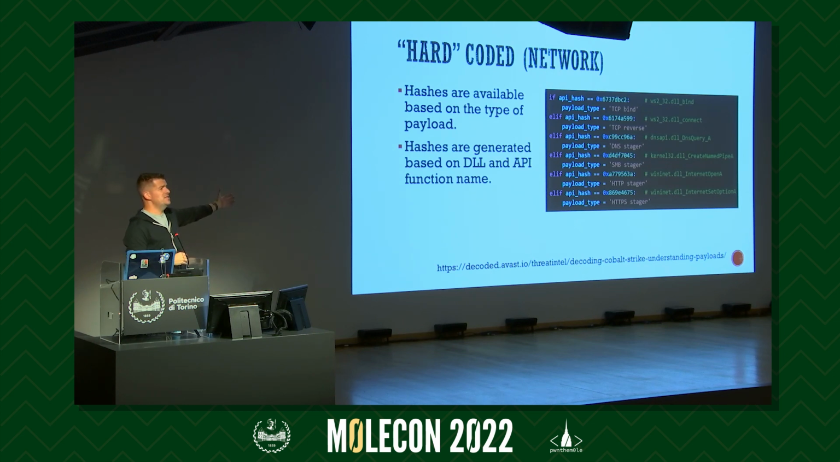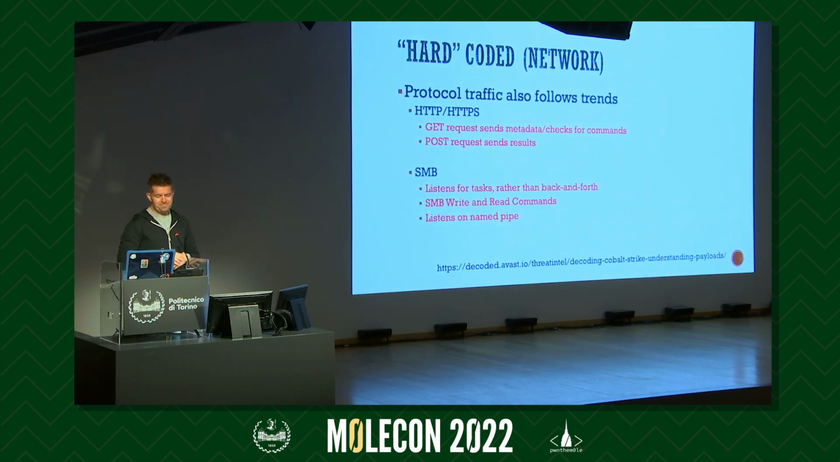Again, we're talking about different protocols in a sense, but when I said to you all earlier that this highly customizable tool does have some finite options built into it, here we go. Finite options. Here's an example of how that particular hash gets generated. Again, kind of just zoomed in on the particular example that's up there. We've also got trends inside of the traffic as well. Protocol traffic also tends to follow trends. So if I've got HTTP or HTTPS, the GET is going to be what sends metadata and checks for commands. A POST to the C2 is going to be the output of results.